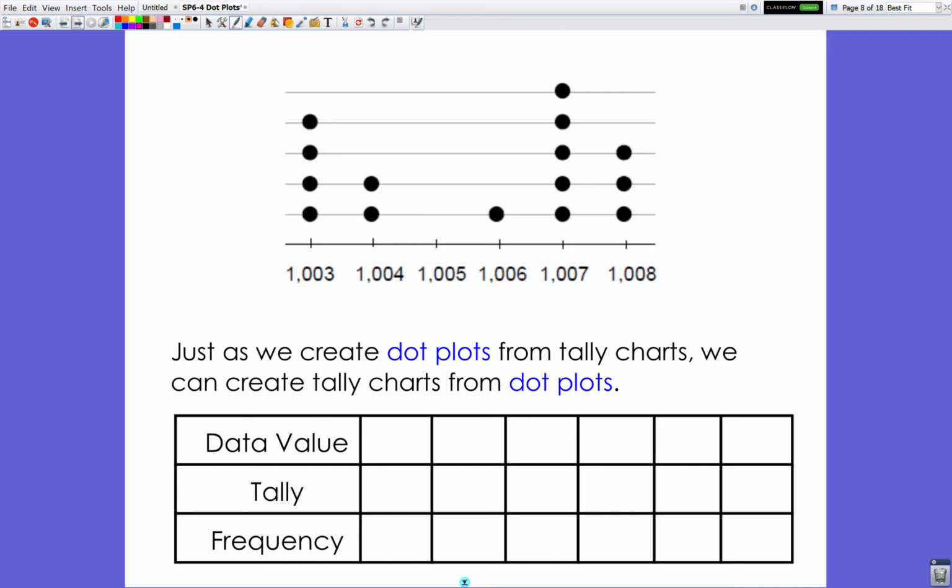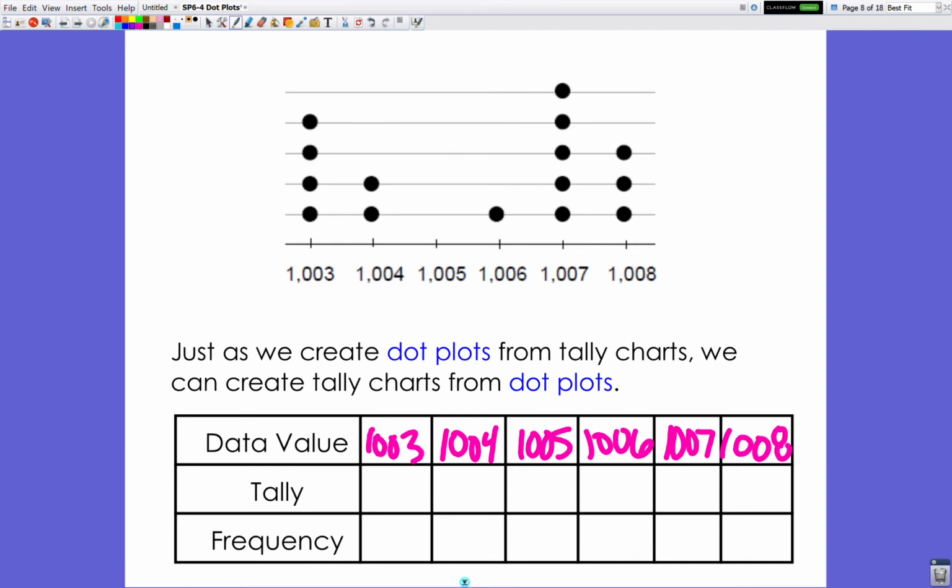Here we have a dot plot, and just as we create dot plots from tally charts, we can create tally charts from dot plots. So for our data values, we'll count from the lowest to the largest, including even those without a dot. So we've got 1003, 1004, 1005, 1006, 1007, and 1008.